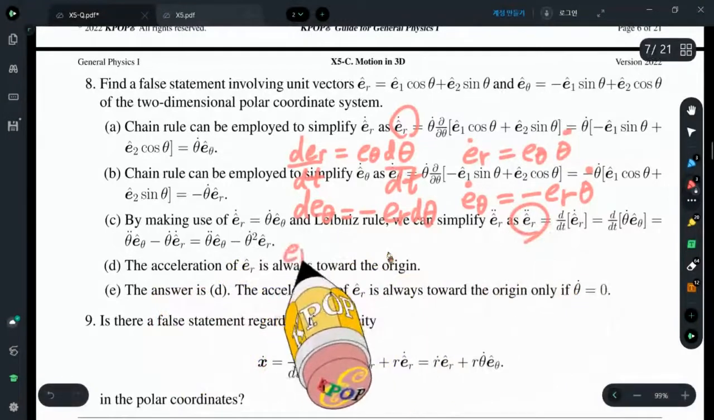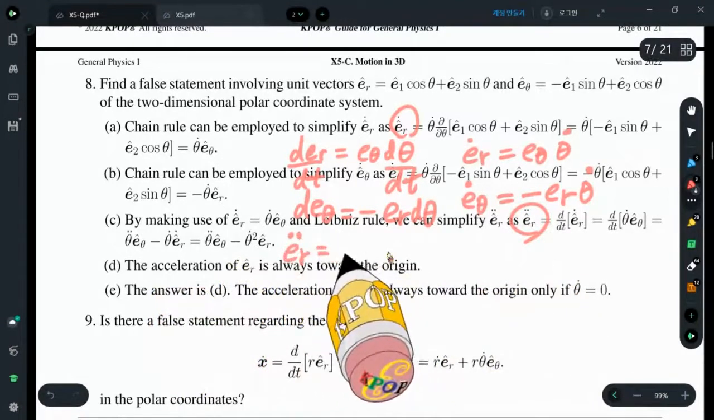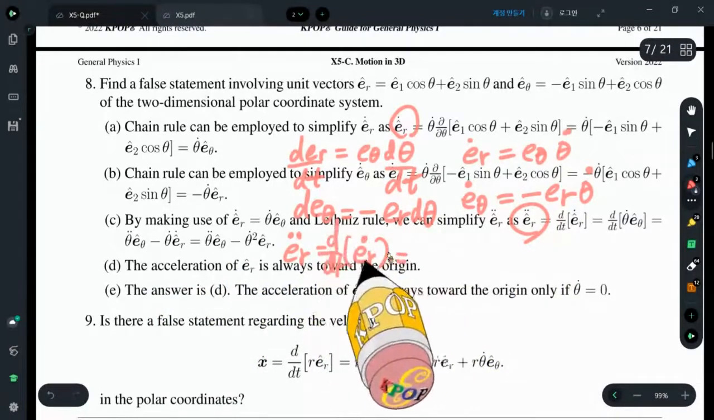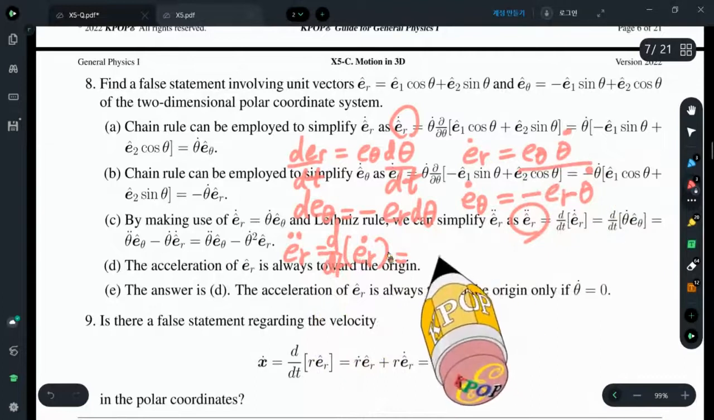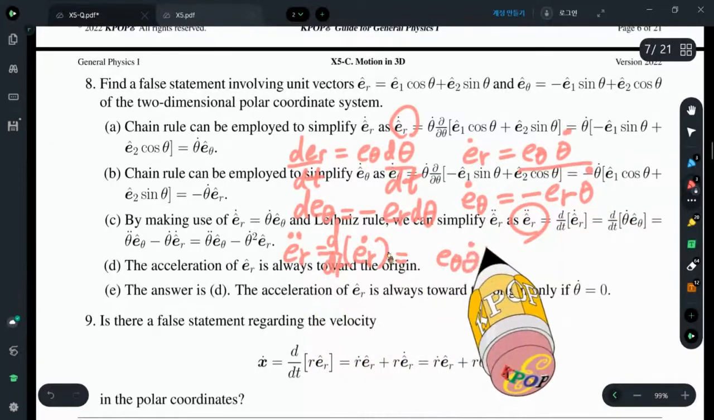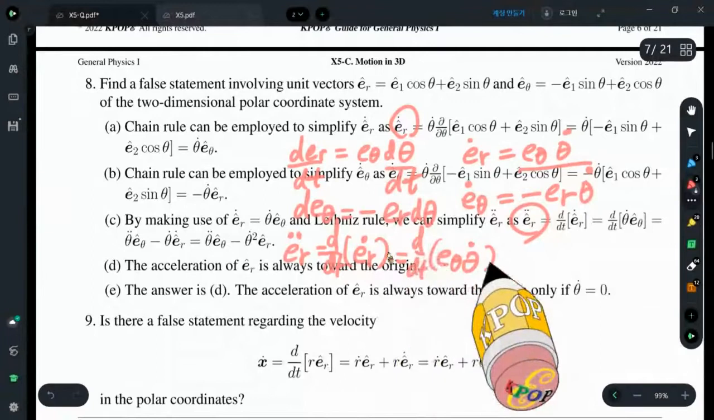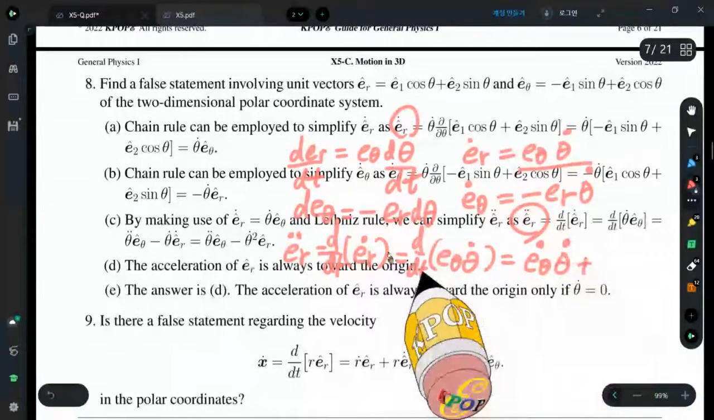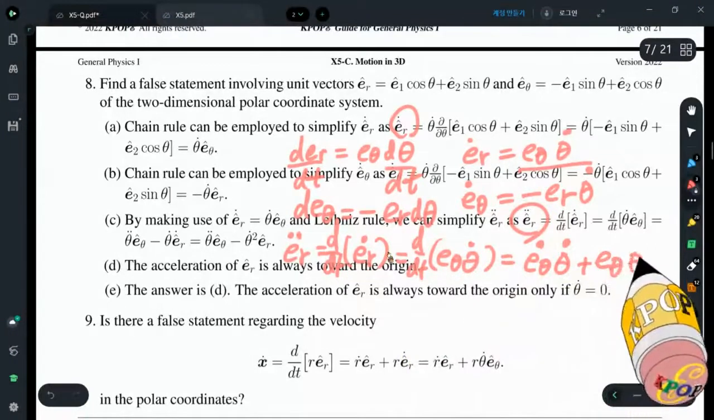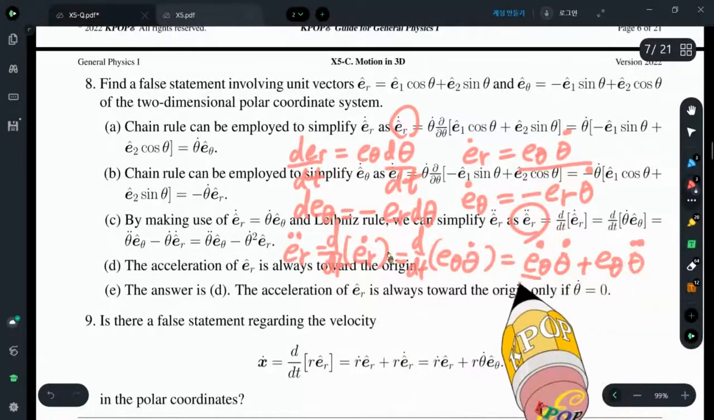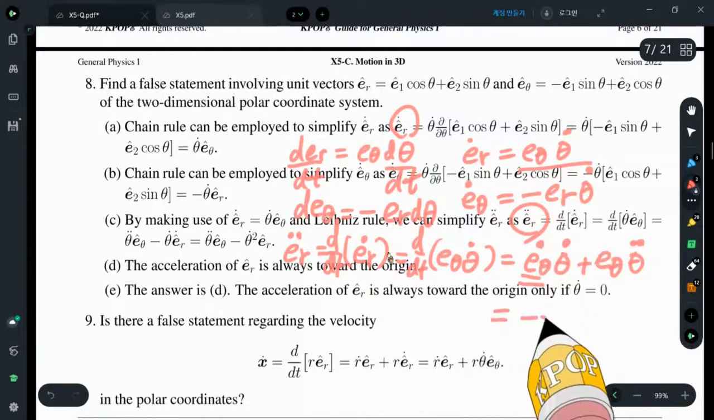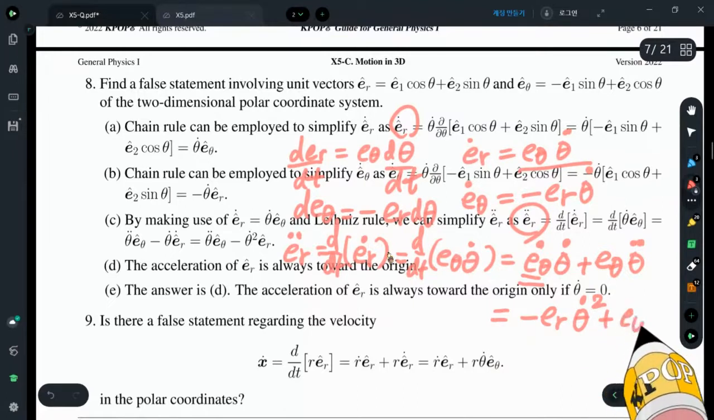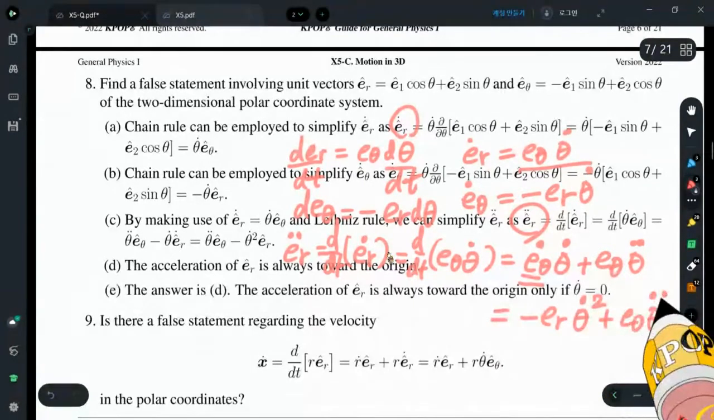e_r double dot equals e_r dot's time derivative. Okay, e_r dot is here, e_theta theta dot, and that's the time derivative. So e_theta dot theta dot plus e_theta theta double dot, and what is that? This is minus e_r theta dot squared plus e_theta theta double dot.